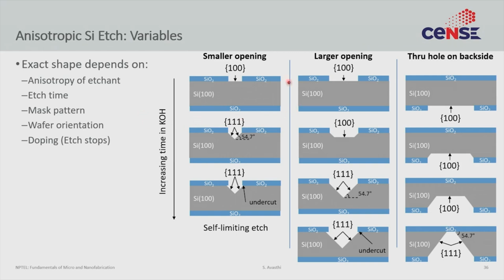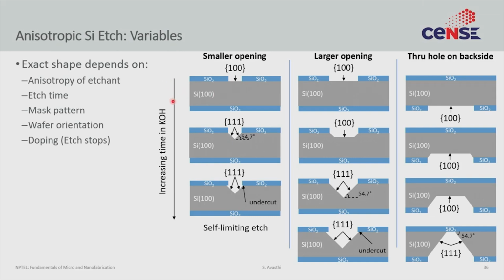Supposing after lithography you got this pattern. So, you had a silicon 100 wafer, you have a hard mask which is silicon dioxide. It's protecting the backside completely, so there is no etching happening there. On the front you have opened a little hole, this exposed area is 100, and this system is now put in an anisotropic etch like KOH. So, it will start etching.